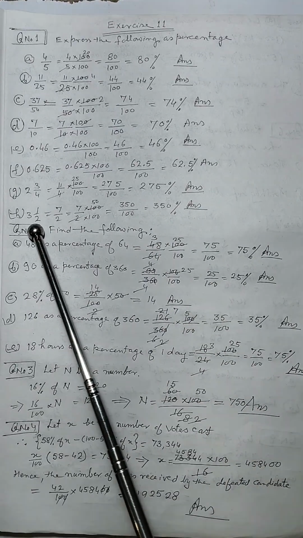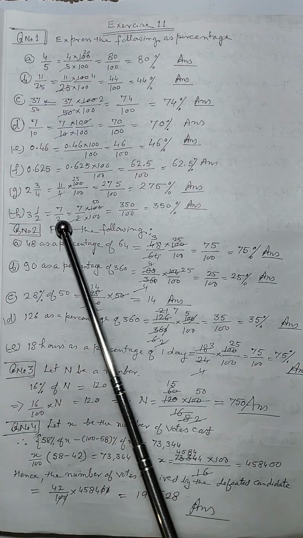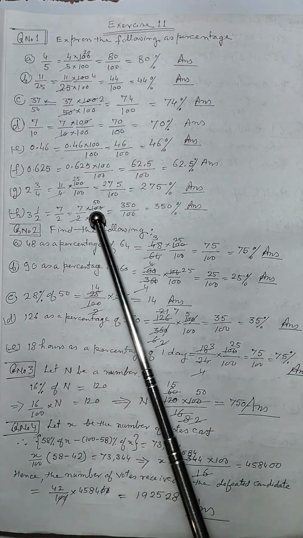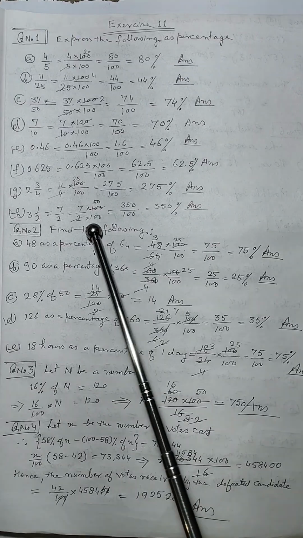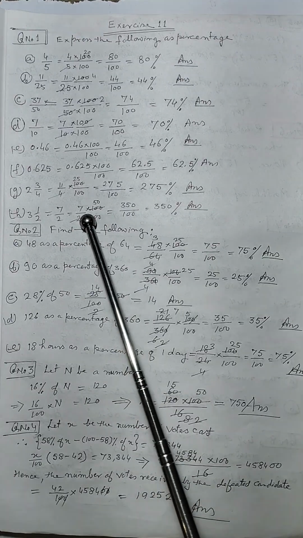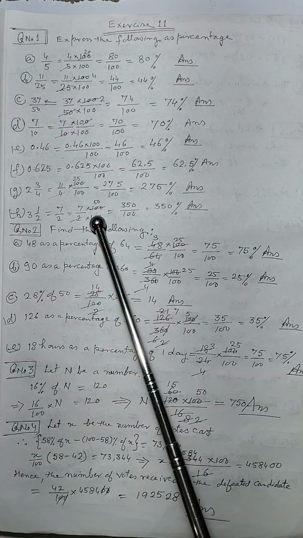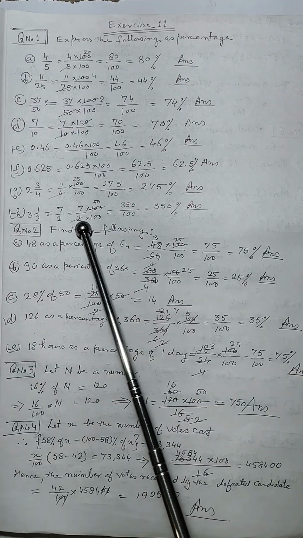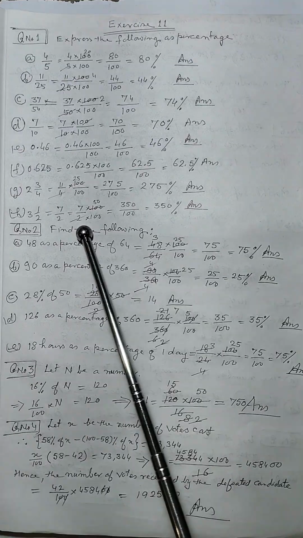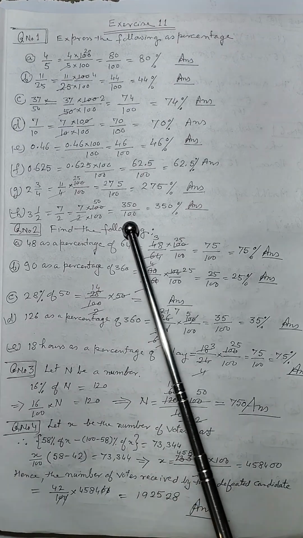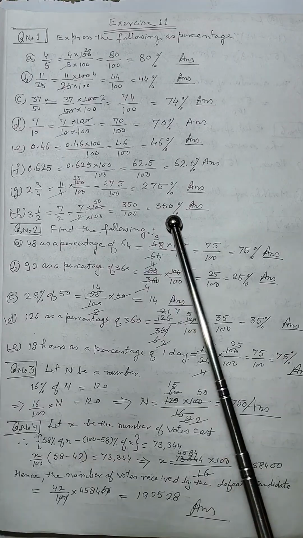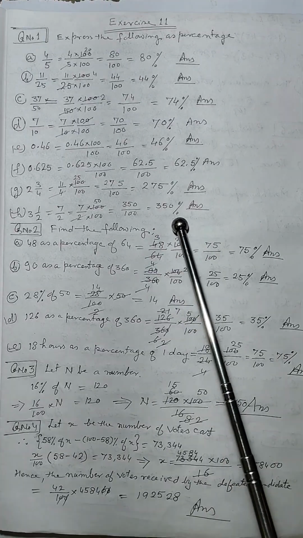Now again the H part, that is 3 and 1 by 2, that will be equal to 7 by 2. Now what you do, you multiply it by 100 and divide it by 100. So you will get, you do not touch the denominator part, 100. 7 into 100 divided by 2, solve it, you will get 350 by 100. That will be your answer, 350%.